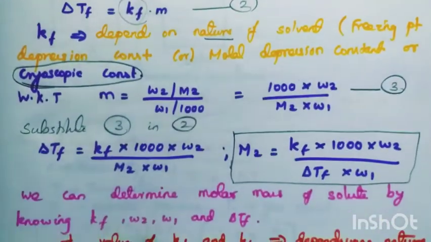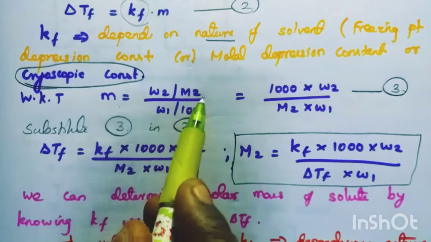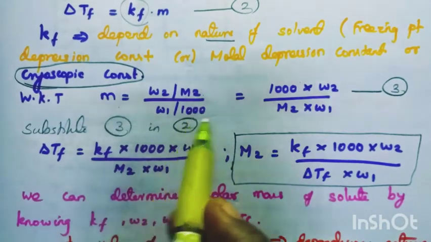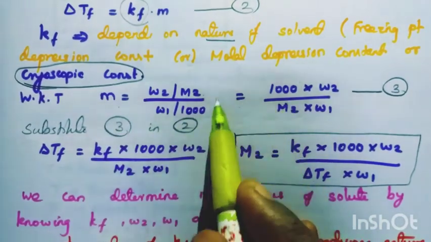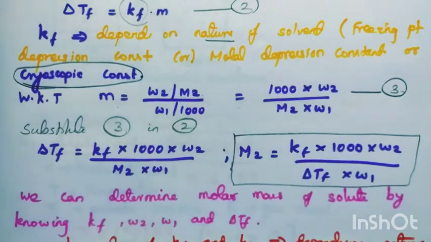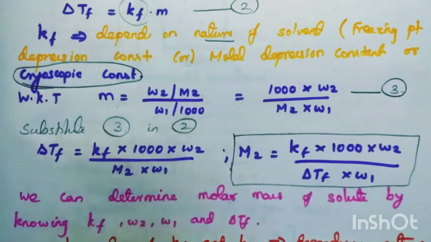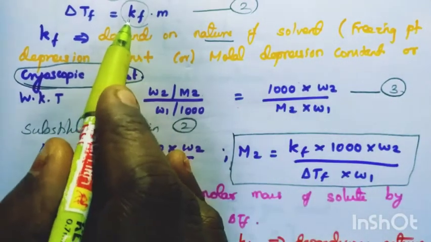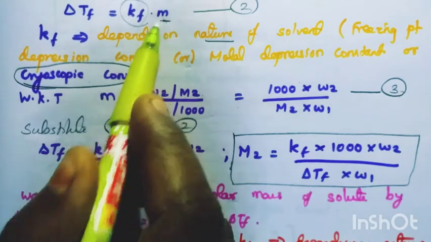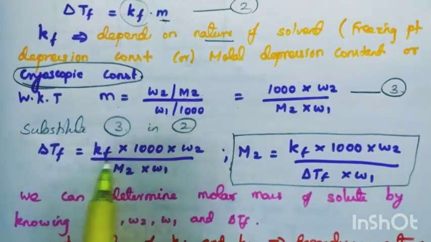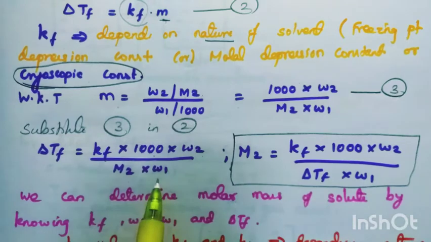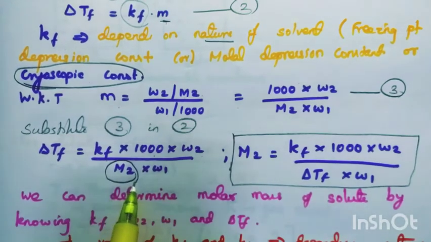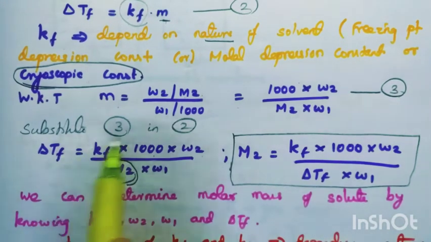We know that m is equal to W2 by M2 by W1 by 1000, that is, 1000 W2 upward and M2 W1 downward. So, substitute this third equation in the second. Delta Tf is equal to Kf into m. Instead of m, we substitute, so Kf into 1000 into W2 by M2 into W1. We can calculate M2 by knowing the other terms.